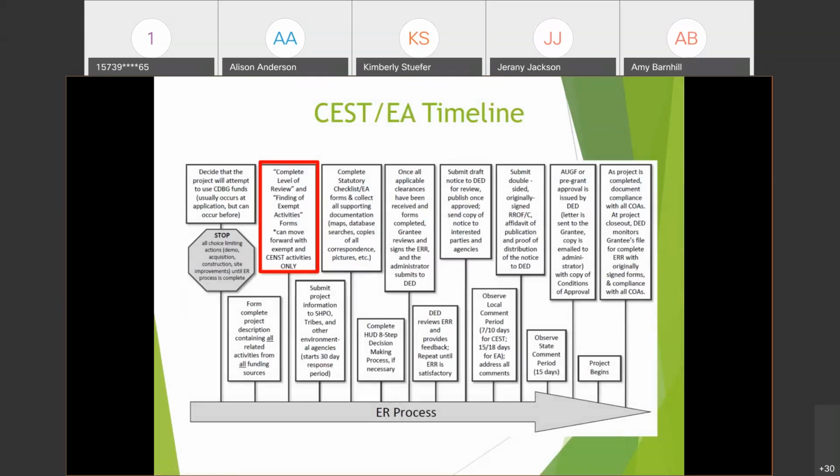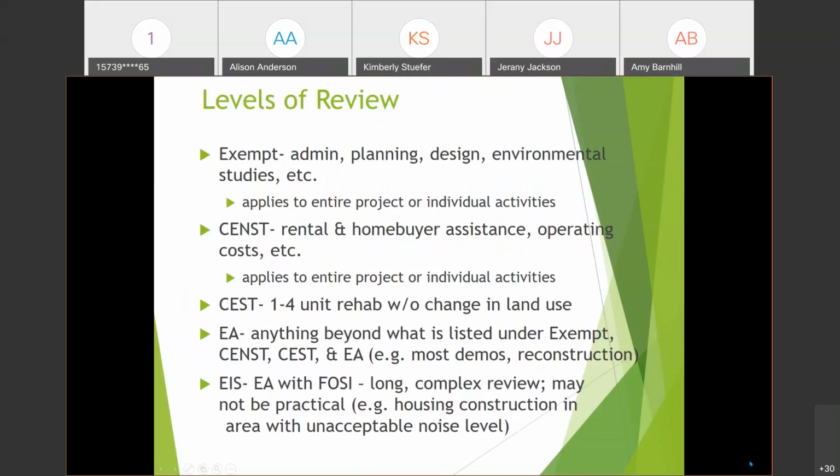So the next thing is to determine the level of environmental review. Next slide, please. So in the regulation, Part 58, there is definitions for the different levels of environmental review. Also, this information is in our environmental review chapter of the CDBG admin manual, which is available on our website. And additionally, the HUD Exchange has a lot of good information about the entire environmental review process and what's required.